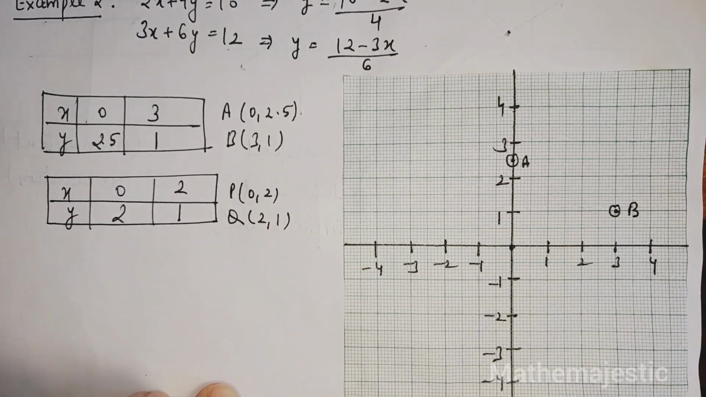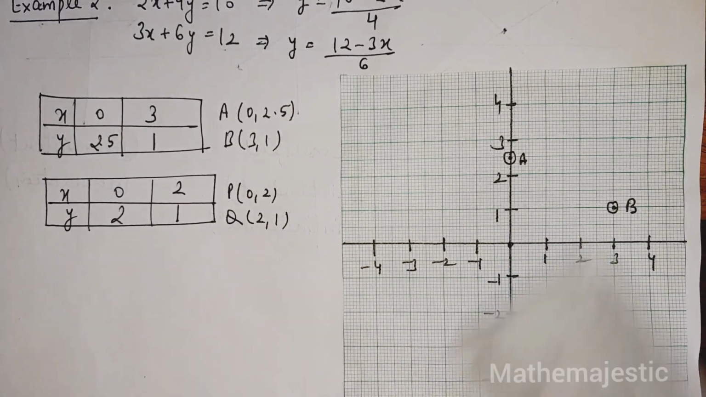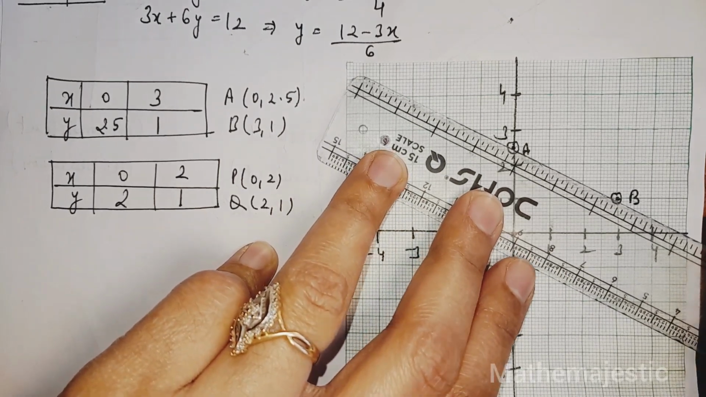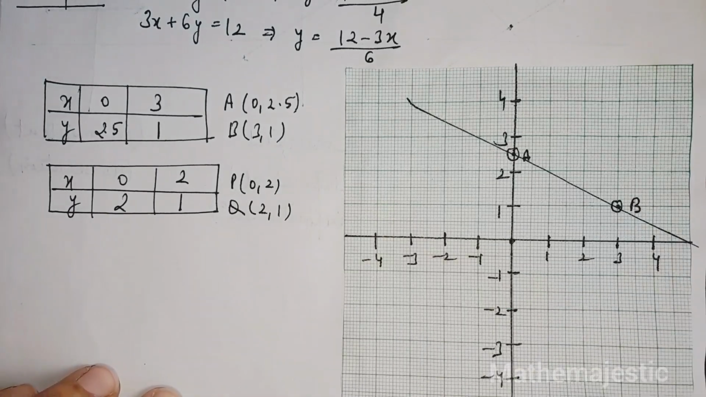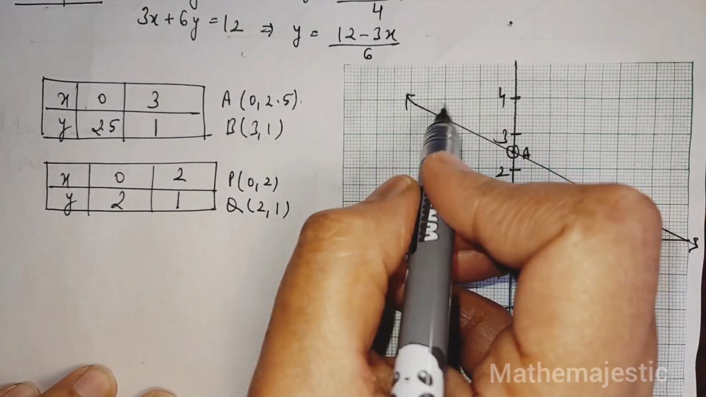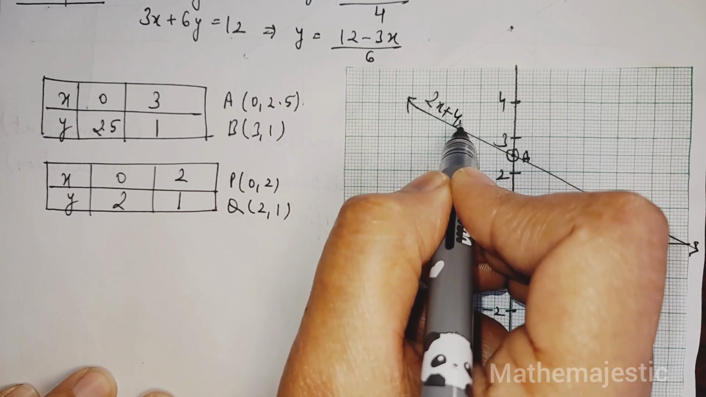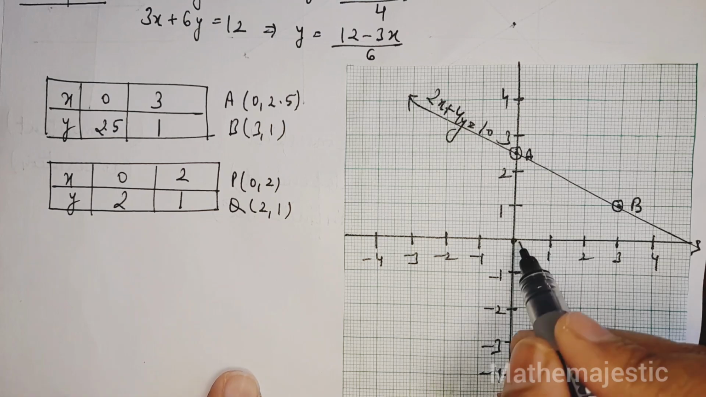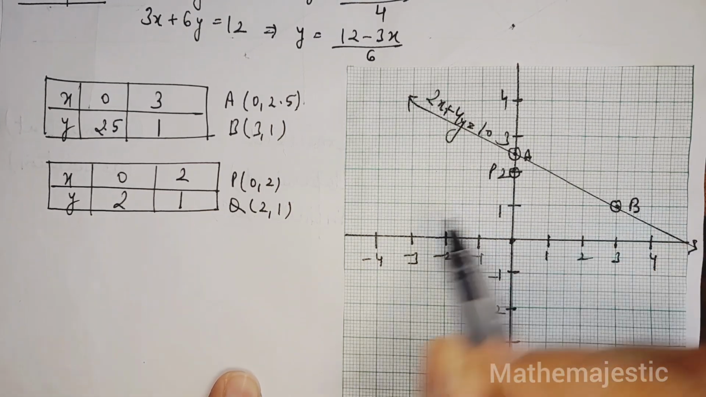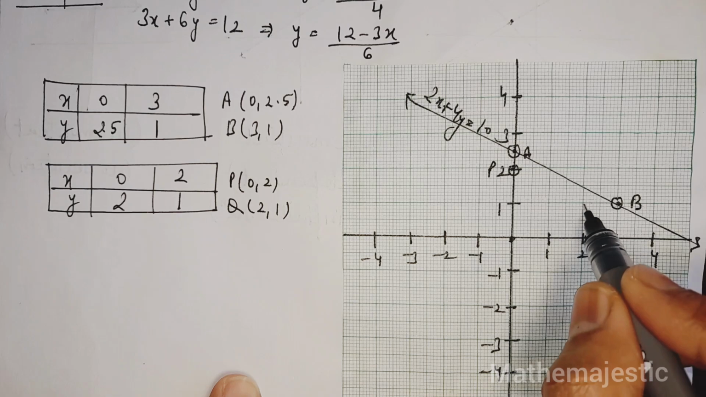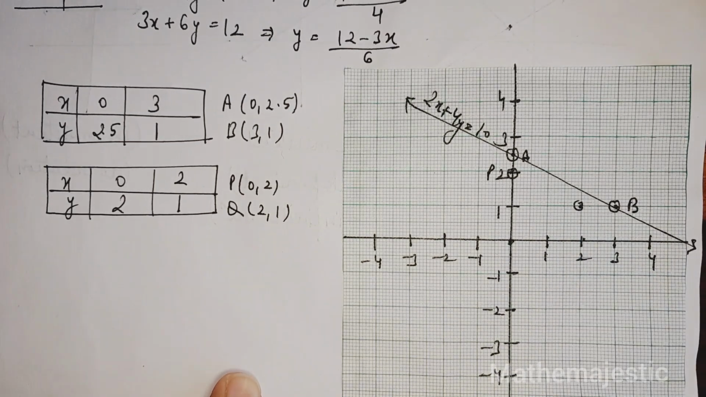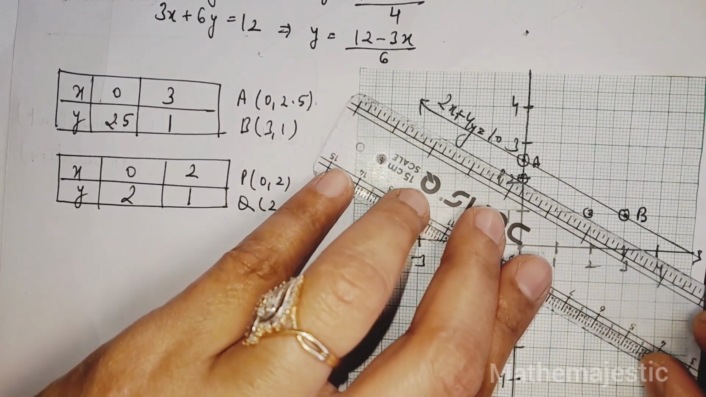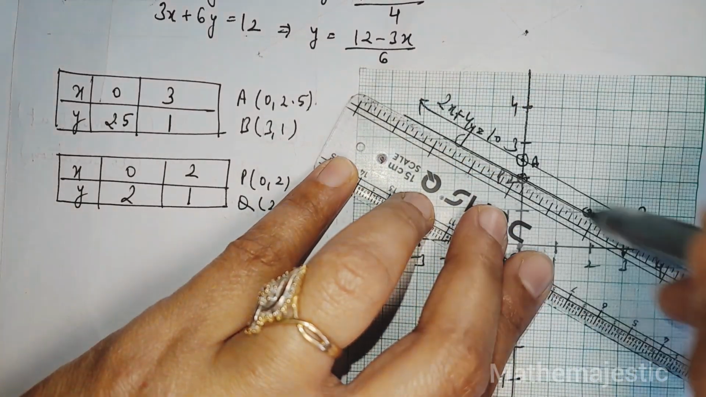This is point B. We will join them by a straight line. That will be the graph of the first equation, 2x plus 4y equals 10. Now, to represent the second equation, we plot the point P, x 0 and y 2, and x 2, y 1 as the second point. Joining these two points, you will find a line like this.